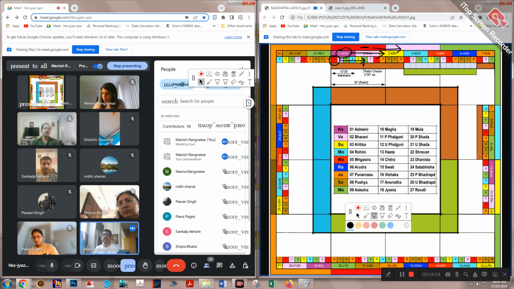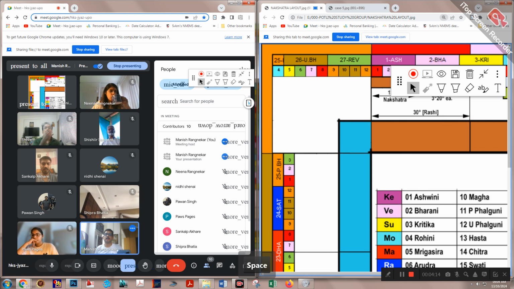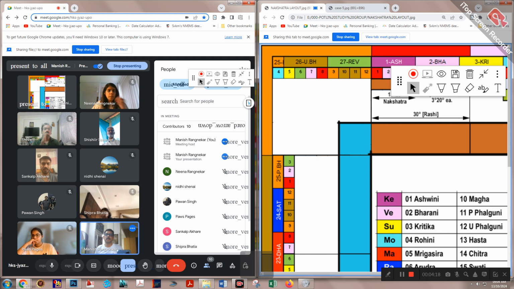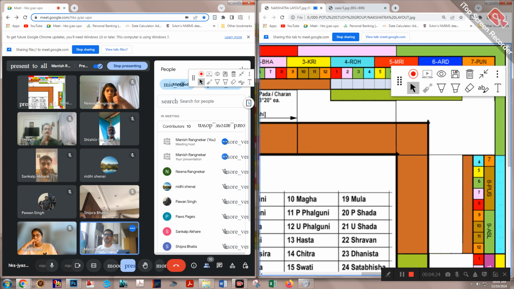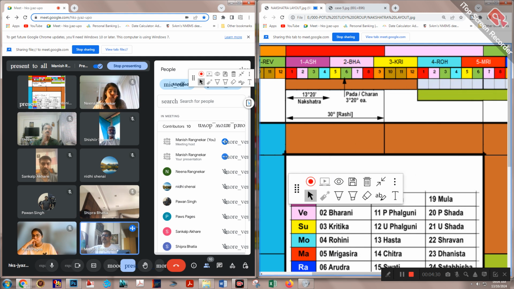So if we see a little in depth, okay, I don't know whether we can, yeah. Is it getting zoomed in good enough? Okay. I hope you can see. I have zoomed in a little bit more.